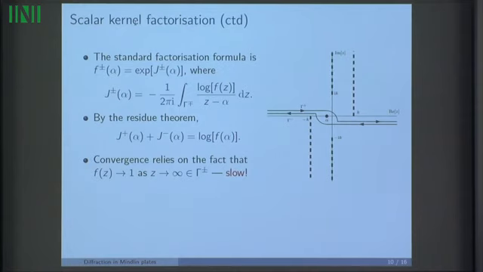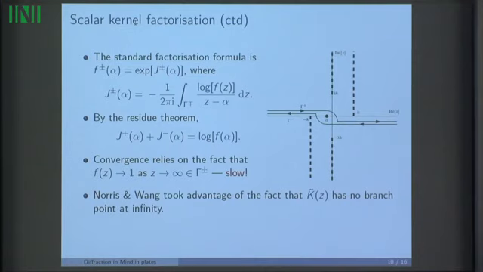The problem with this, at least for these problems, it's not always an issue, but it is here, is that the convergence is rather slow. If you're going to do these integrals numerically, you're relying on the fact that f tends to 1 to make this integral converge. It's not very fast convergence in this case. So what did Norris and Wang do?